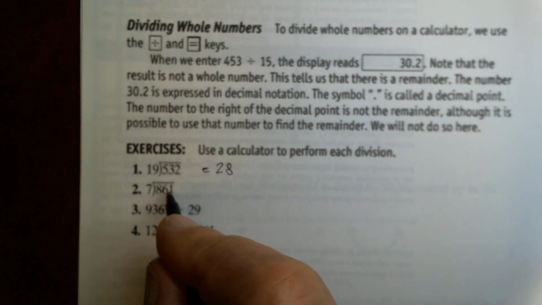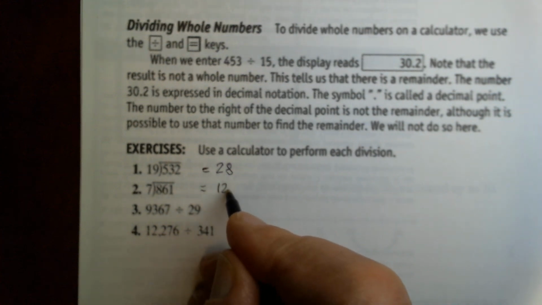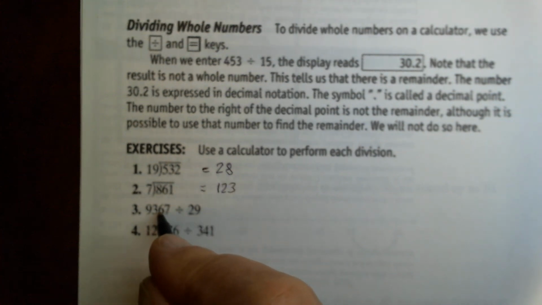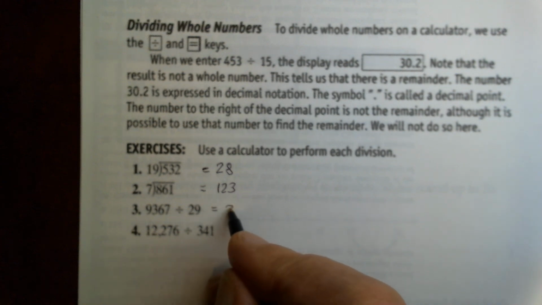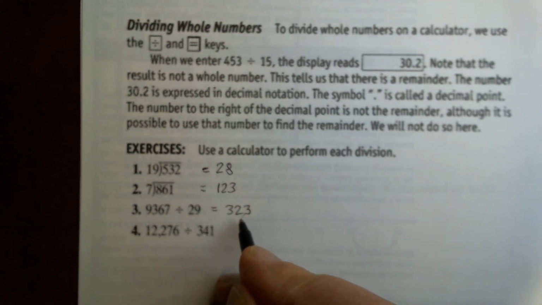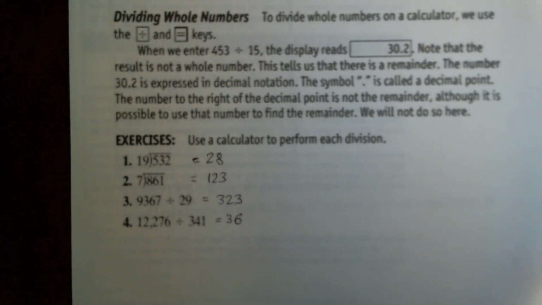7 divided into 861 is the same as 861 divided by 7, and that quotient is equal to 123. 9,367 divided by 29, that quotient is equal to 323. And the quotient of 12,276 divided by 341 is equal to 36. This concludes section 1.5.